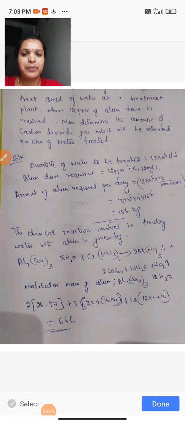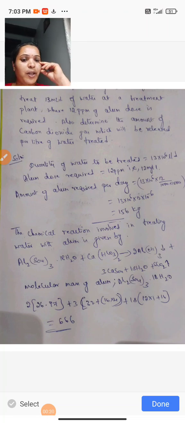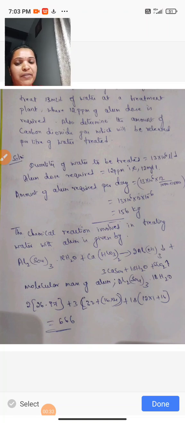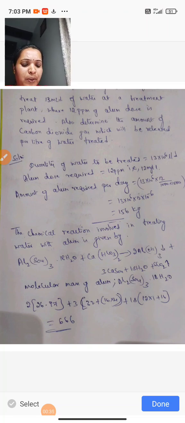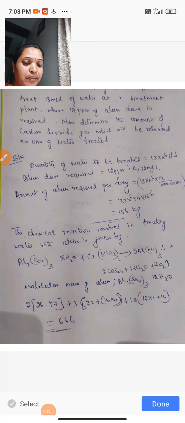Today, we'll discuss the problem of sedimentation aided with coagulation. So, let me solve this problem. It's a very simple problem. By knowing the reaction of alum along with the calcium bicarbonate, we have to find the amount of carbon dioxide released from a quantity of alum. Let me start the problem.